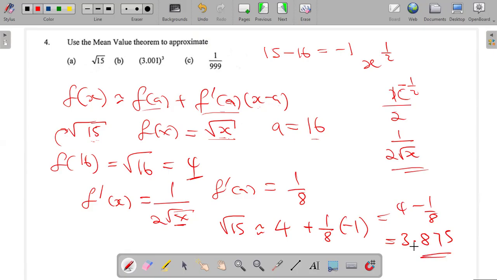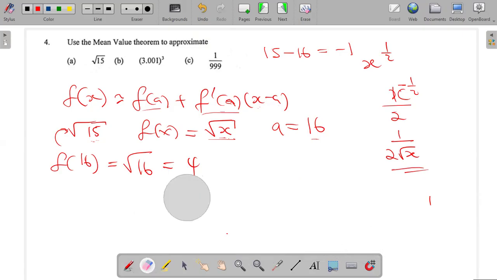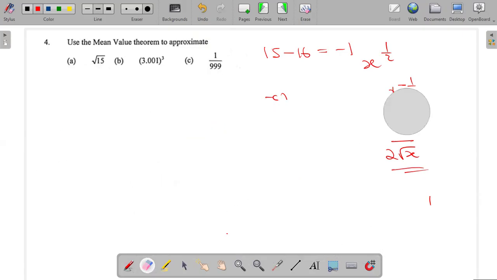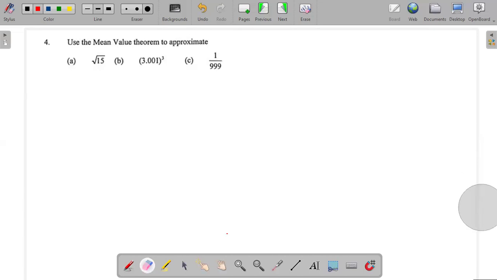3.875. If you have a calculator, you punch in root 15, you get something like 3.872983, which is close to what we have found there. So that's how you approximate that, and you use the same for the rest. But anyway, we still do it because you people pay money.